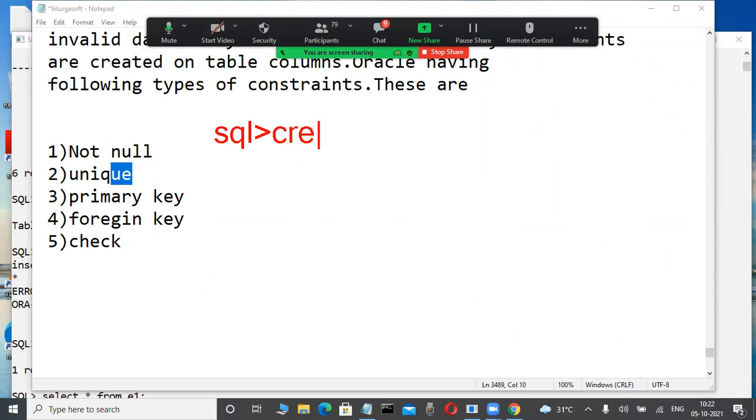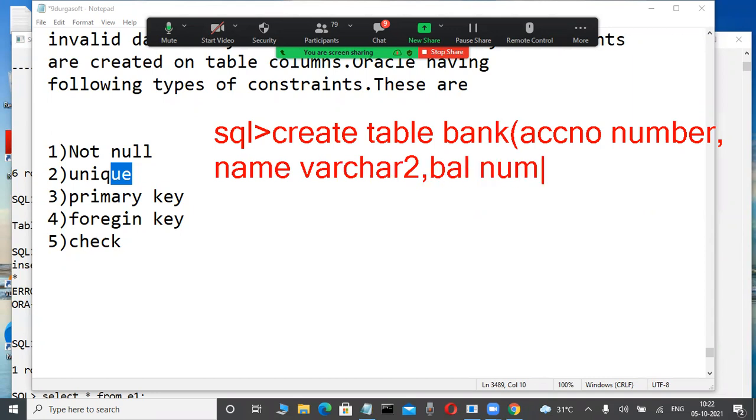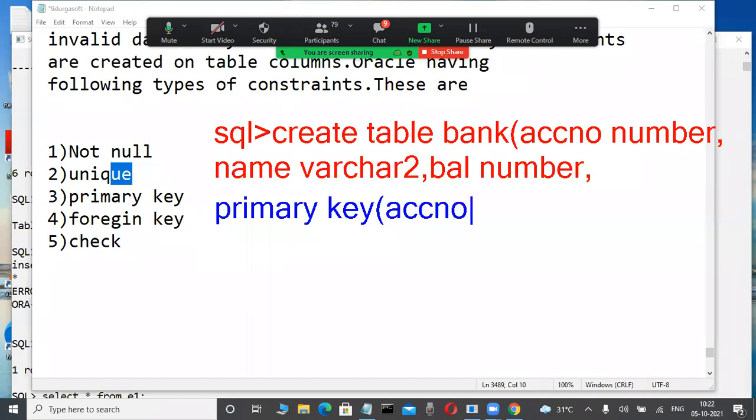First we define all the columns. Create table, table name bank. Here, first account number, number. First we create all the columns. Here comma. Here you are not allowed to use the constraint type. Then name, varchar2 like this. Again balance, number like this. All the columns we have to define. And last we specify primary key, unique, check like this. This is the way you write it as a combination, in brackets, account number comma name.